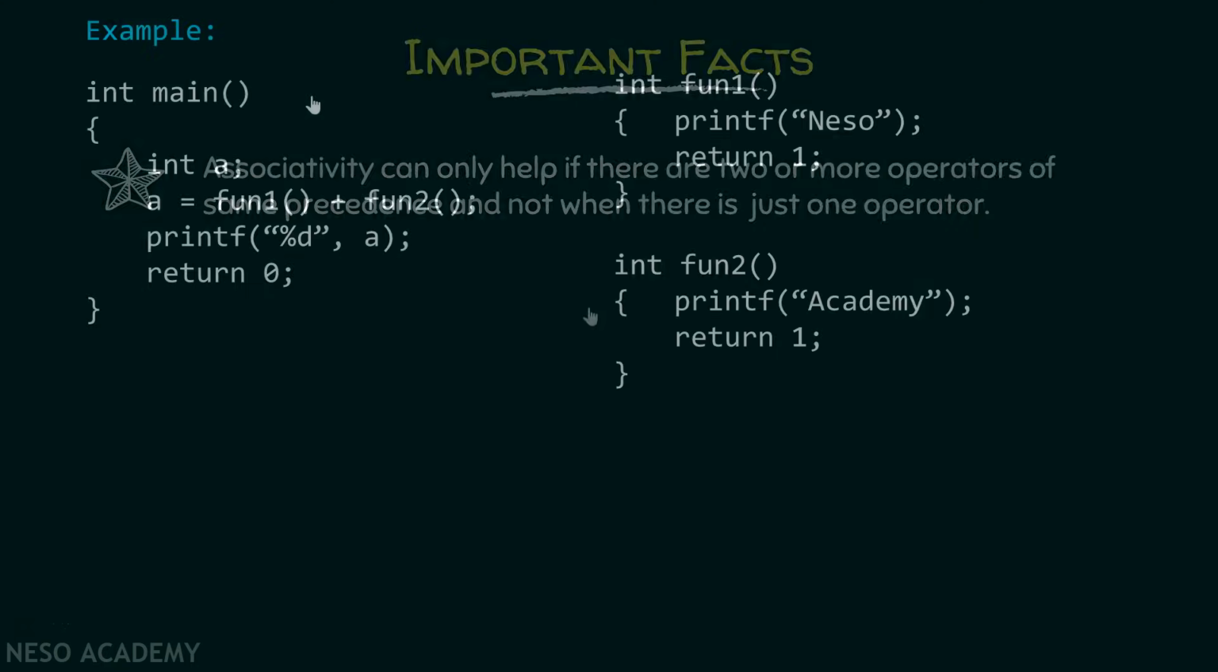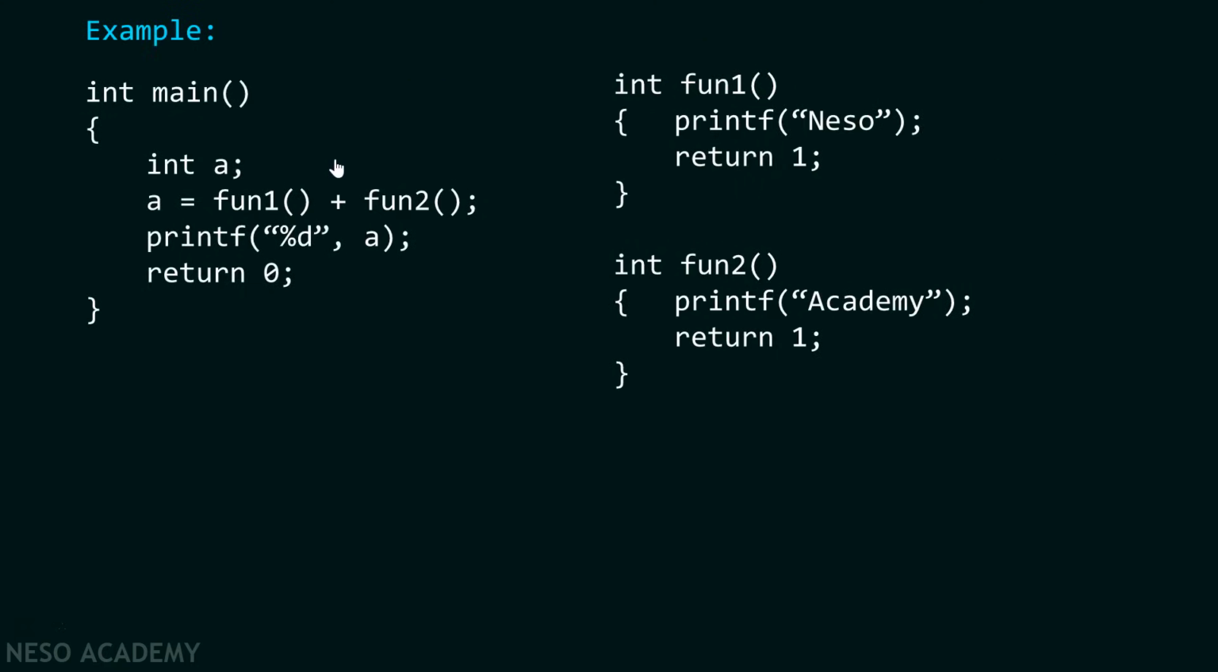In this particular example, we can easily see that we are calling two functions, fun1 and fun2, and whatever values they return, finally we add them using this addition operator, and the result of this addition will get stored inside this variable called a. And then we simply print this variable, right? Here in this function we first print naso and then we return value 1. Here in this function we print academy and then we return 1. 1 plus 1 equals 2, and the output of this printf function is 2.